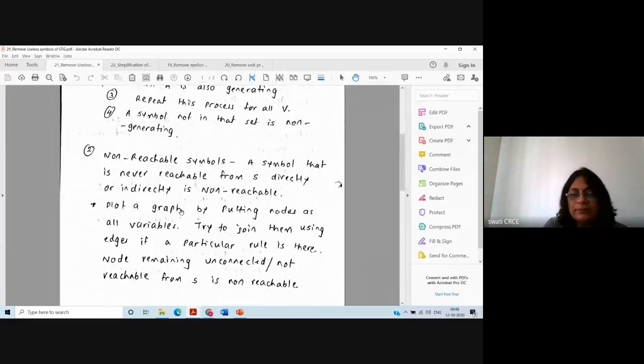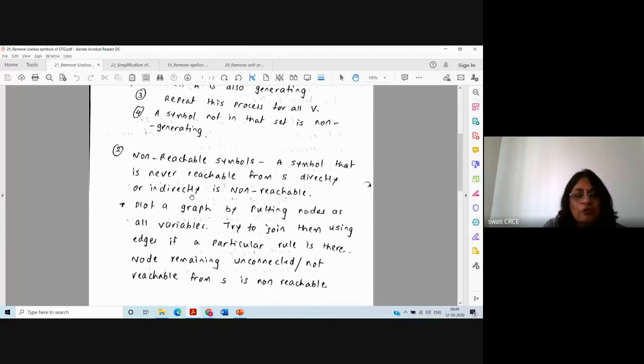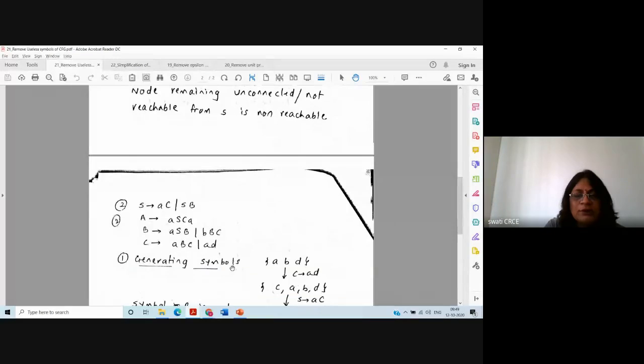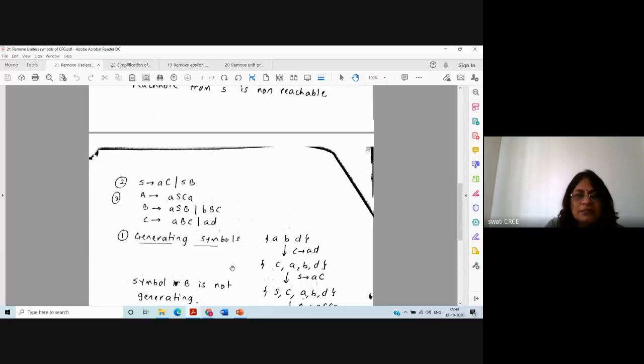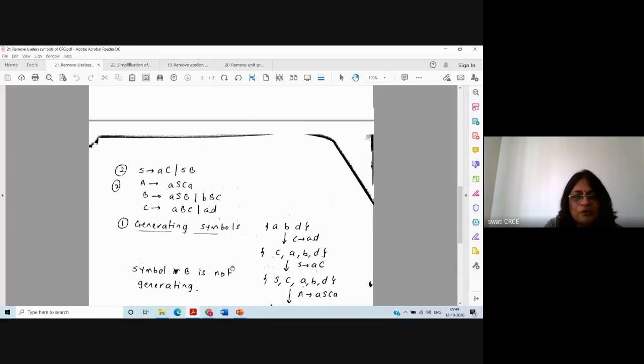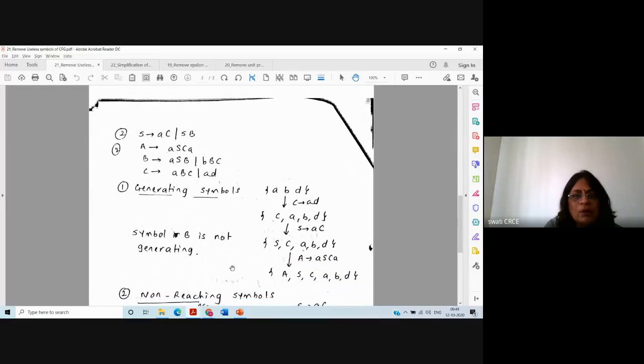Then non-reachable symbols are the symbols which are not reachable from S directly or indirectly. So how to identify that? You need to plot a graph by putting the nodes of all the variables and then join them with edges. Okay, and if everything is connected, whatever is disconnected is non-reachable. So first we will start with this particular problem.